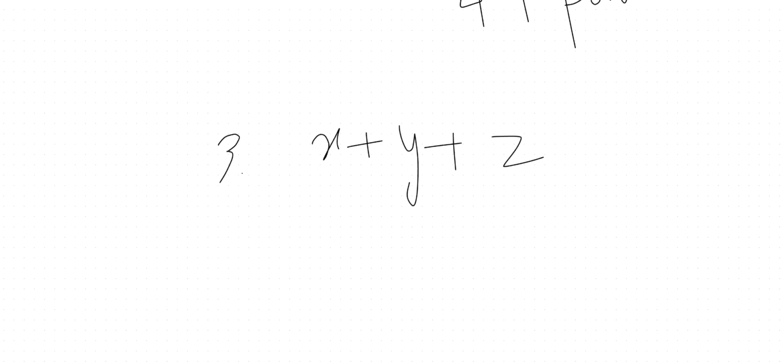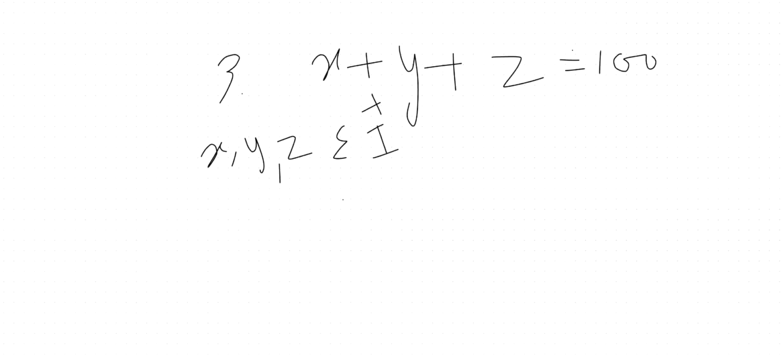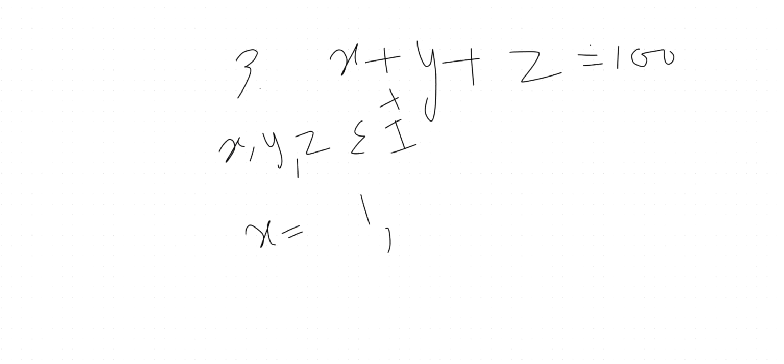So this becomes x plus y plus z is equal to 100. And the same condition still applies, which is x, y, and z are all positive integers. Same condition. All right. So if it is the same condition and x plus y plus z is equal to 100, what I can do is start with the first one: if you put x equal to 1, then y plus z is 99.